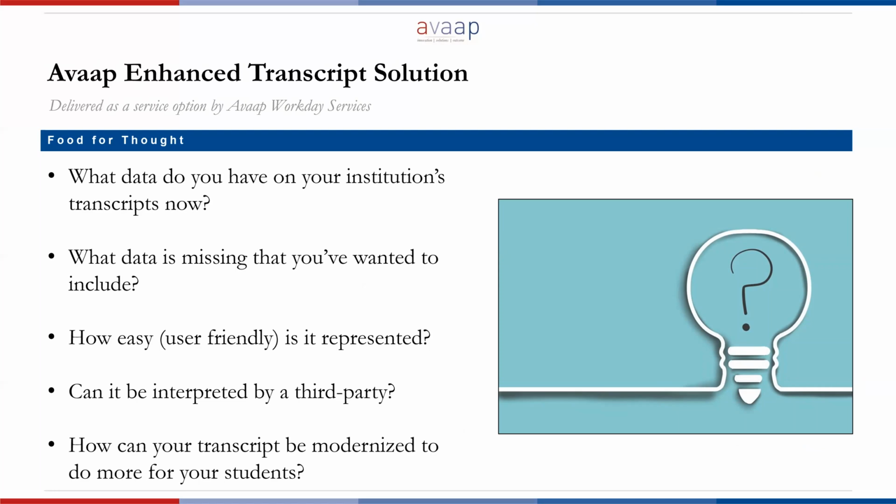While these are some of our thoughts internally on the way to improve college transcripts, we'd like to leave you with some thoughts to think about on your own. What data do you have on your institution's transcripts now? What data is missing from that? How easy or user-friendly is that data represented? Can it be interpreted by a third party? How can your transcript be modernized to do more for your students?